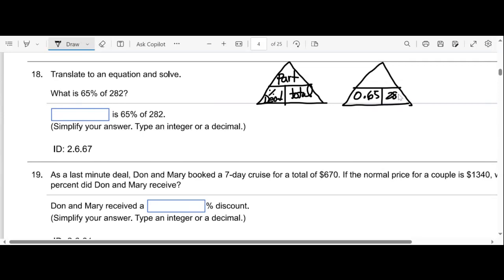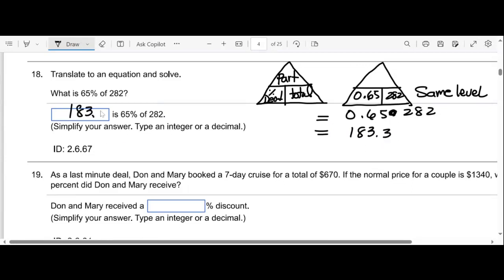And here is going to be 282. So they are on the same level, right? If they are on the same level, what do you do? Multiply. Yalla, use a calculator and tell me how much. Easy, 183.3. Easy? 183.